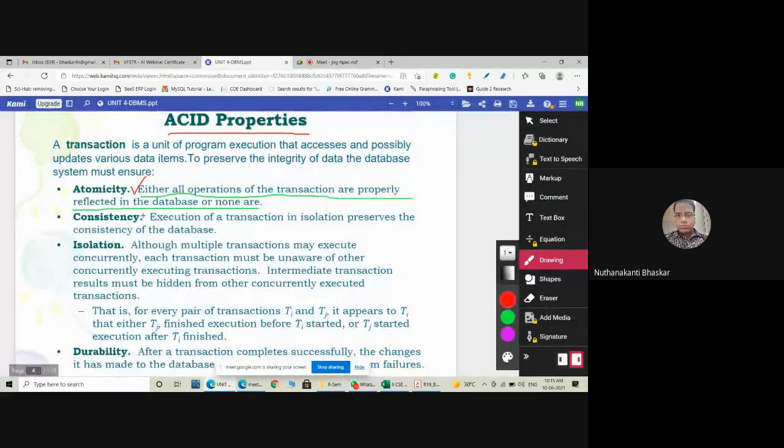Now coming to consistency. What is the meaning of consistency? It means execution of a transaction in isolation preserves the consistency of the database. Before going to consistency, we'll go to isolation, because if you know isolation, you can understand consistency. What is the meaning of isolation?